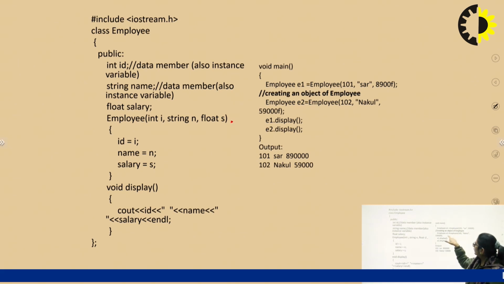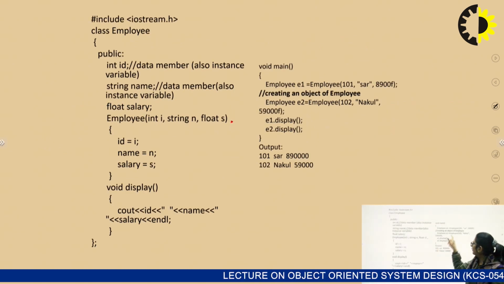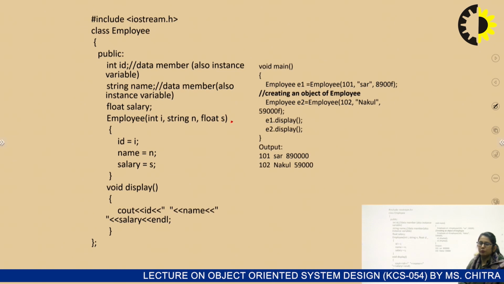Now I am creating another object, E2. It passes another set of values to this constructor. So as we have seen in the definition, it is used to provide different values to distinct objects. If you want to pass different values to different objects, then we can use it. We are creating 2 objects here and passing different sets of values.